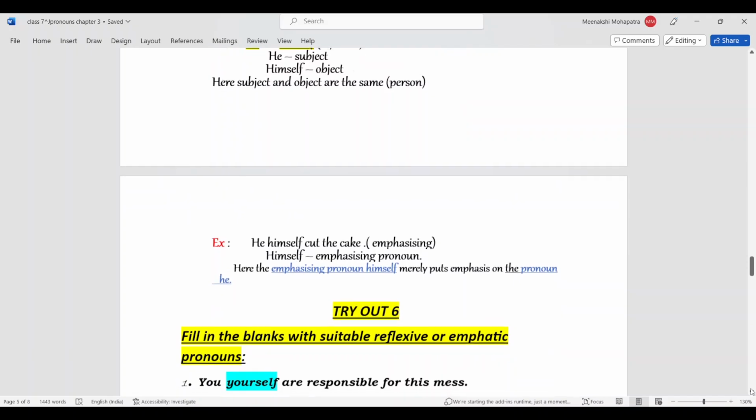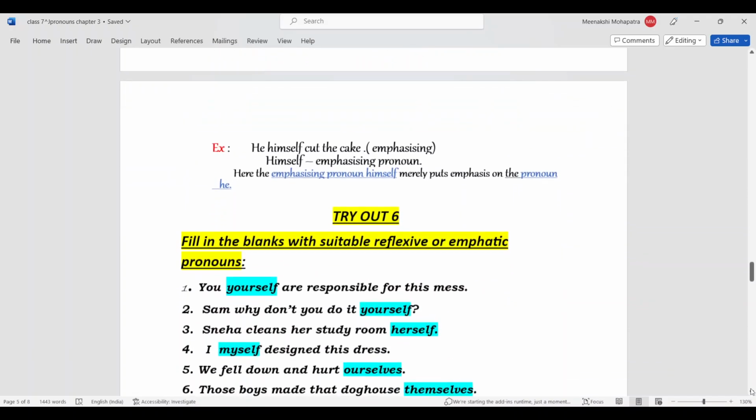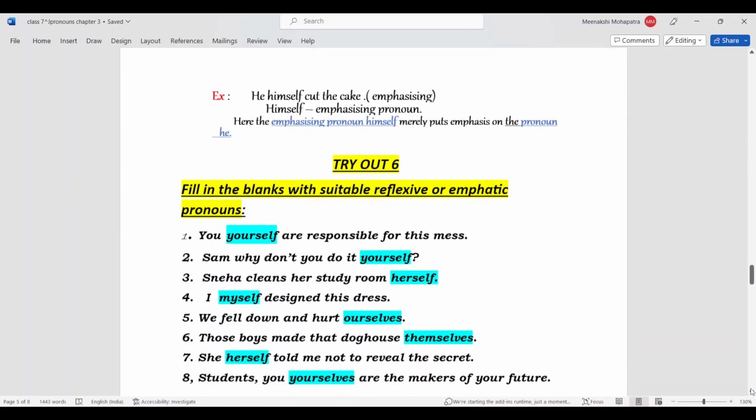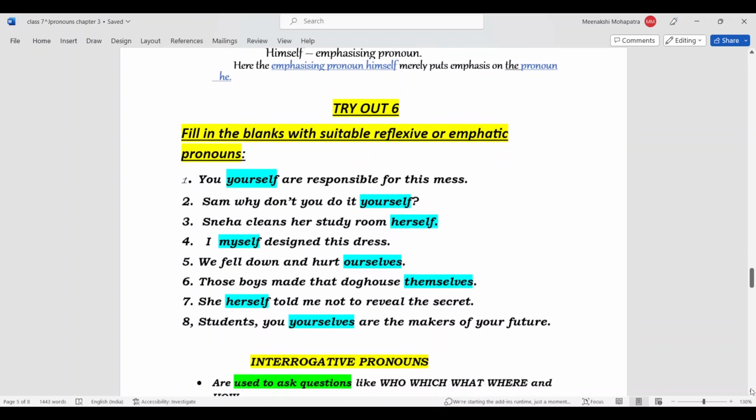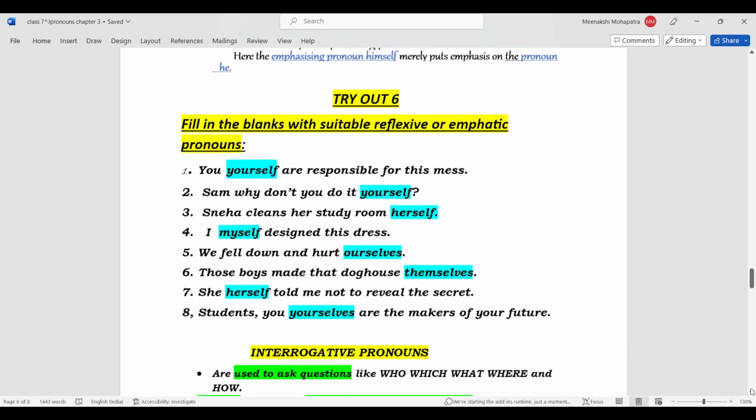Now, try out 6. Fill in the blanks with the suitable reflexive or emphatic pronouns. You yourself are responsible for this mess. Now, you becomes yourself. Sam, why don't you do it yourself? I am talking to Sam and I'm asking him, why don't you do it yourself? Number 3, Sneha cleans her study room herself. Why herself? Because Sneha is feminine, so she becomes herself.